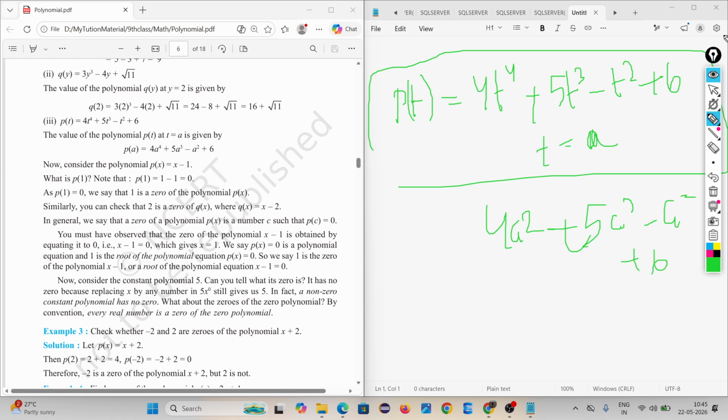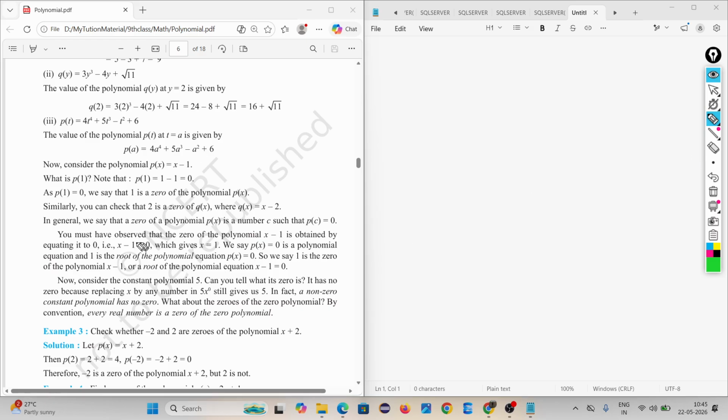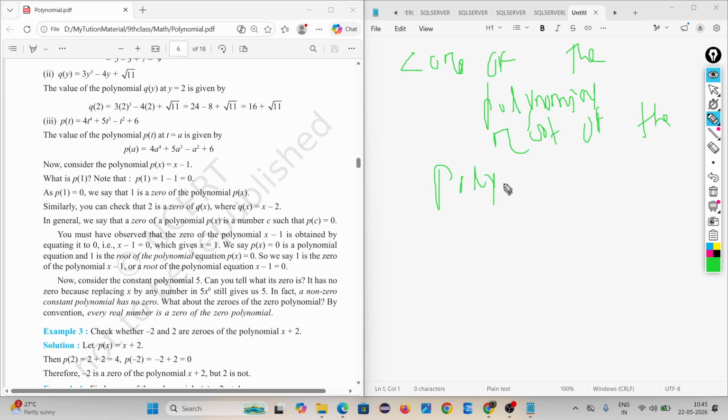Then move to the zero of the polynomial, or we can say the root of the polynomial. Suppose there is a polynomial p of x. If by putting the x value, it is equal to 0, then it is called the zero of the polynomial.